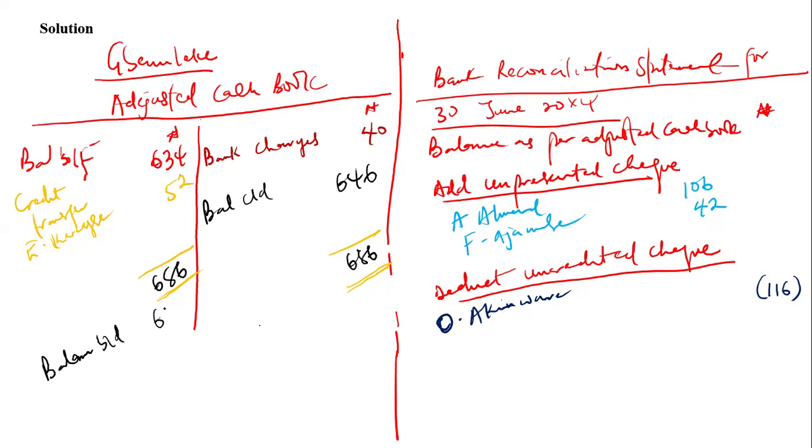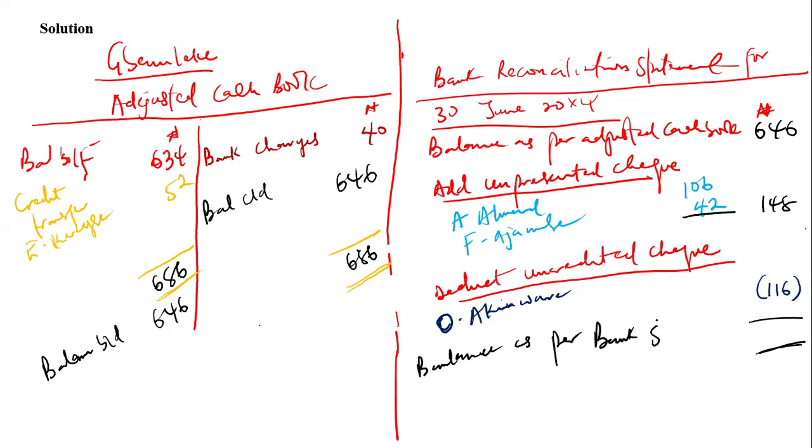So I have here brought down 646. The balance here is on the debit side. If my balance is on the debit side, we said this is a normal balance, so it means it's not an overdraft. So what do I have? This becomes 646. And what's the addition of this? That is 148. So let's now see if we are going to have our balance as per bank statement.